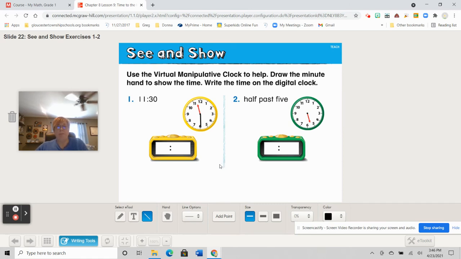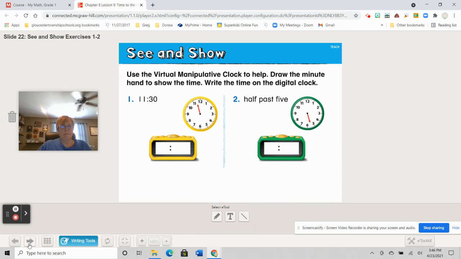That's 11:30. And where does the minute hand go to show 5:30? Draw it there. Now write the time digitally on the clocks. Pause the video to do that and come back and check your work. Okay, so there is 11:30 and 5:30. All right, let's look at the next one.